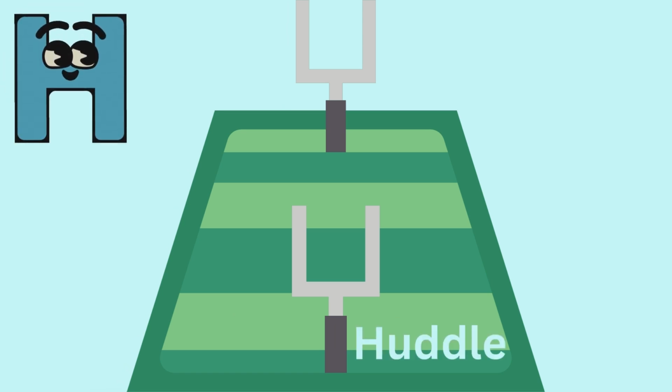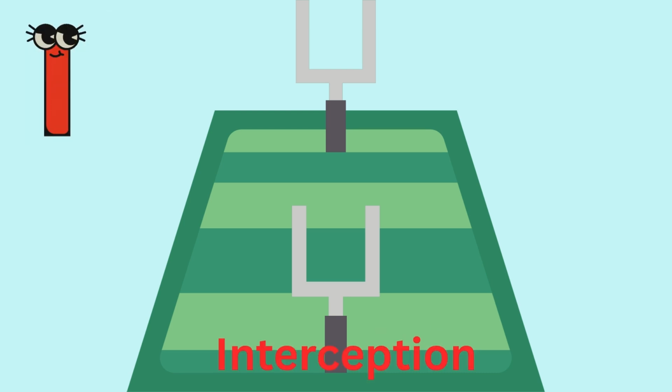H is for huddle. Players gather in a circle to talk about the next play. I is for interception. That's when the defense catches a pass meant for the other team.